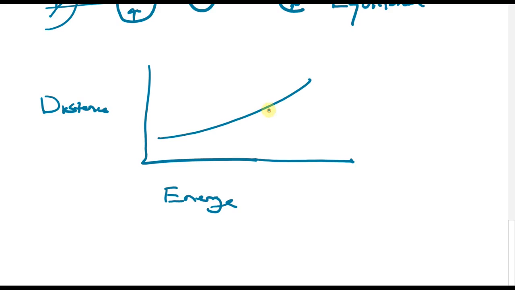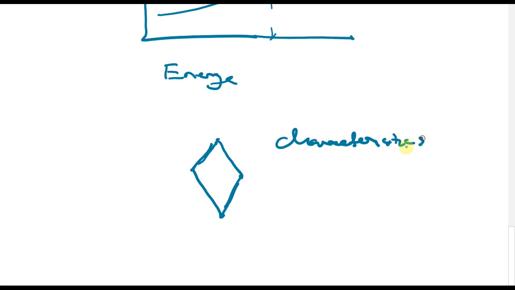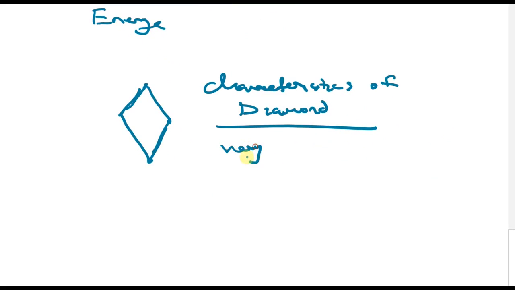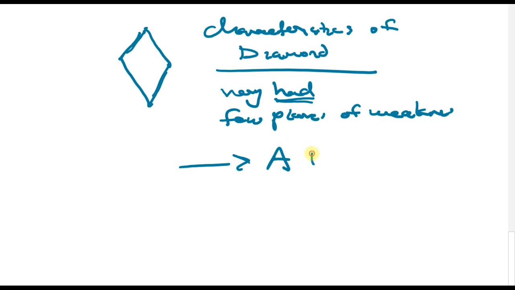And so this is like the distance right here, and what this does is it breaks equilibrium. Think of equilibrium like a diamond, for instance. Characteristics of a diamond: very hard and few planes of weakness. So it's extremely hard, right? So it's very hard to break. It takes a lot of energy, therefore a lot of energy to break the bond.